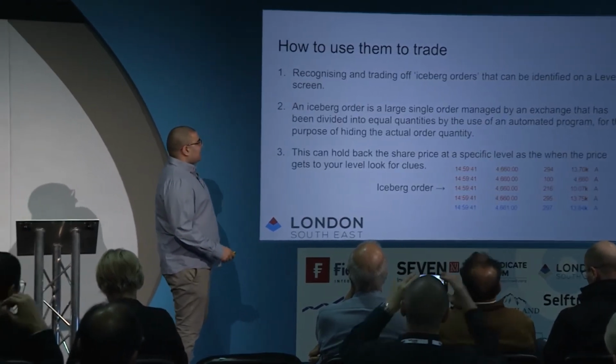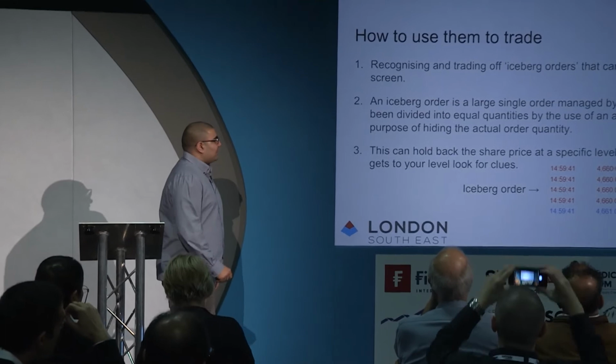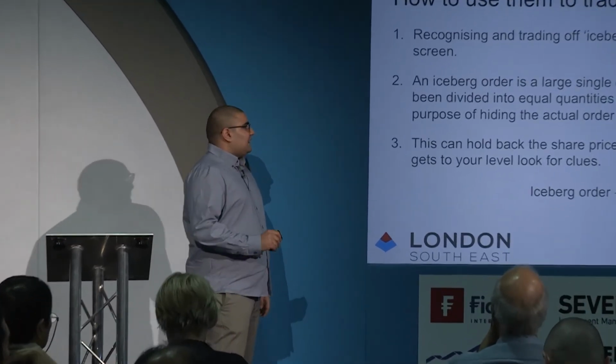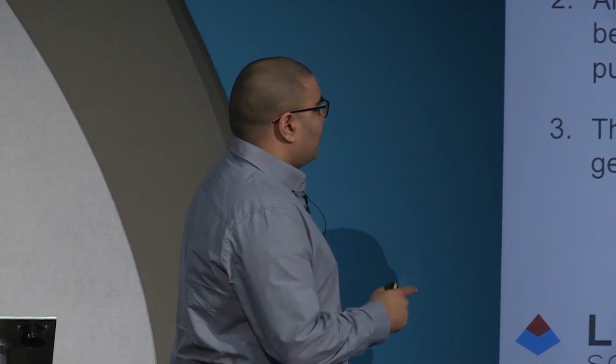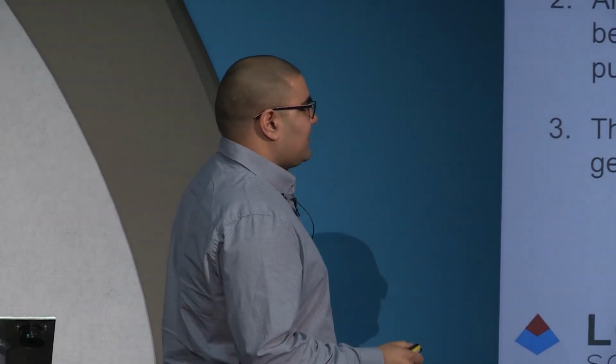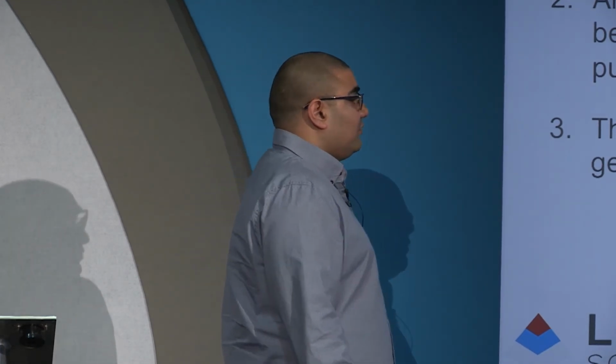An iceberg order is a large single order managed by an exchange that has been divided into equal quantities and is being used by an automated program for the purpose of hiding the actual order quantity, which is what I explained earlier. This can hold back the share price at specific price levels when the price gets to the level, so look for clues.